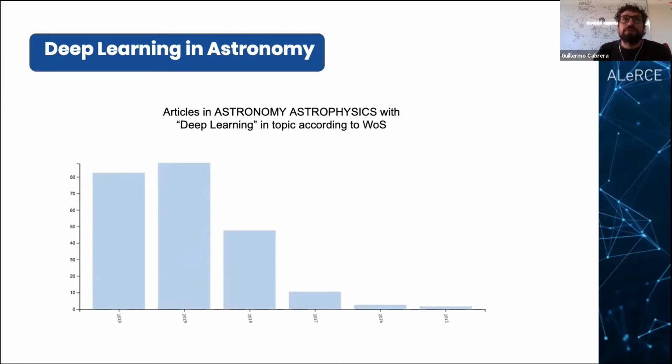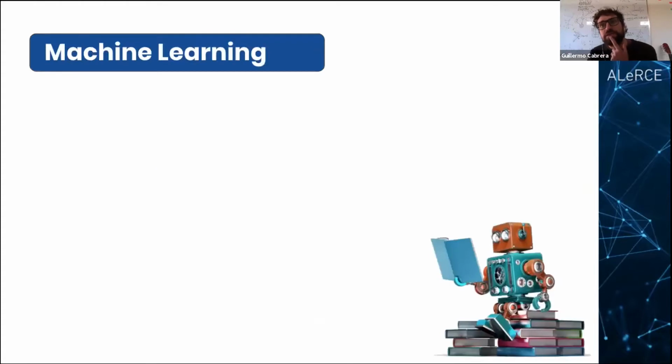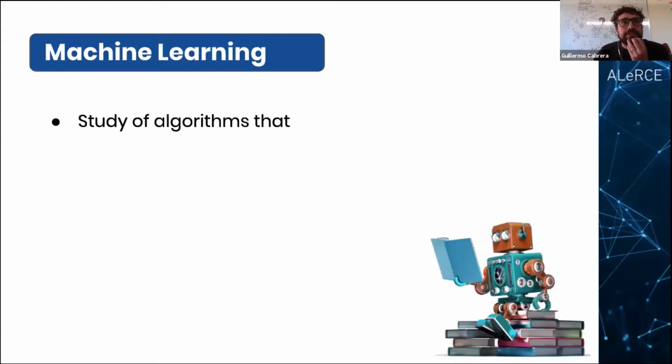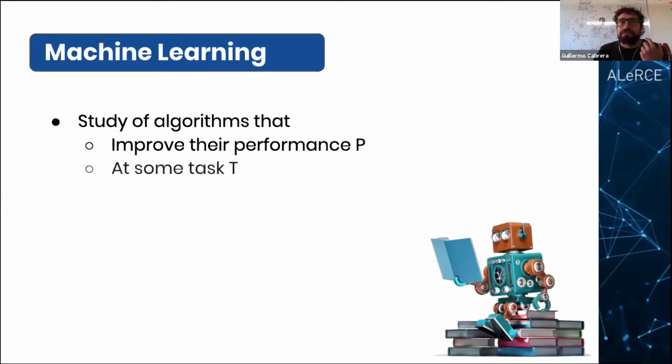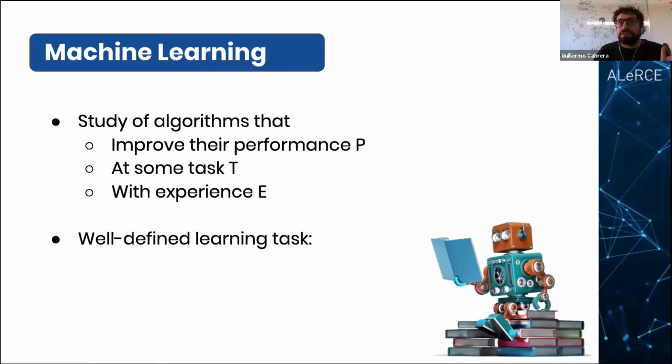Okay, so the question is, what is machine learning? You can think about it as the study of algorithms that improve their performance at some task with experience. So a well-defined learning task has to have these three components: the performance, the task, and the experience. And the algorithm has to learn from the experience on some particular task.